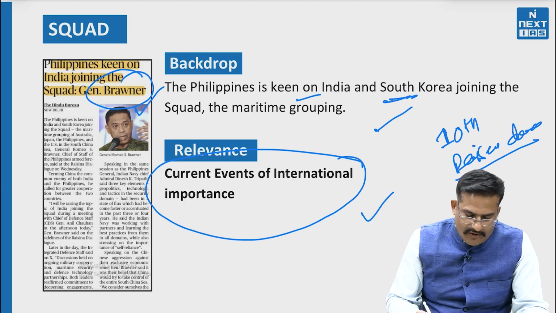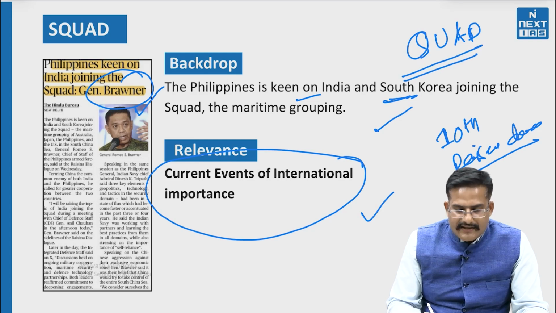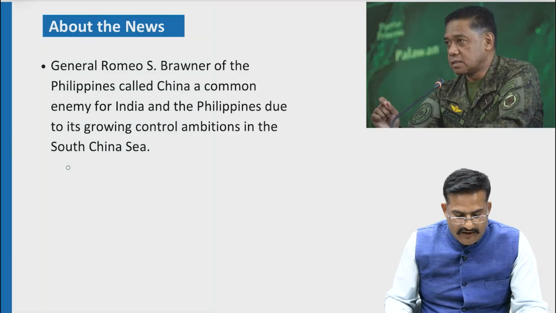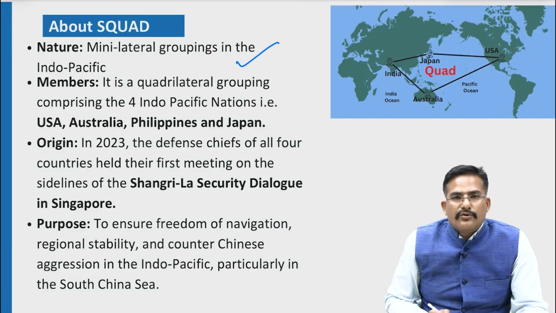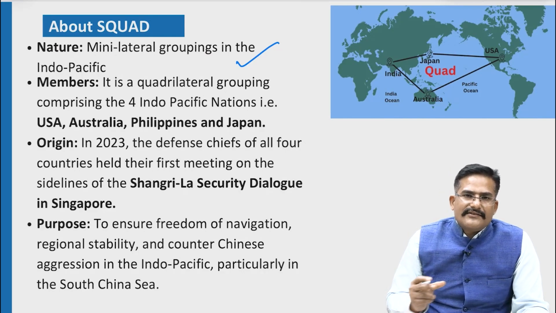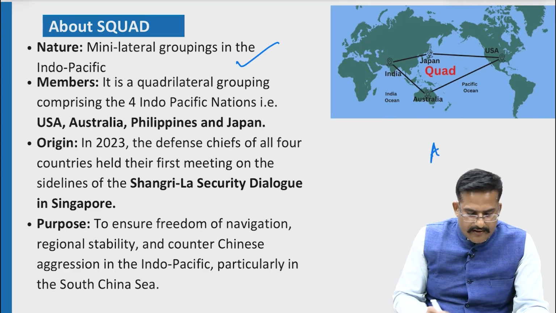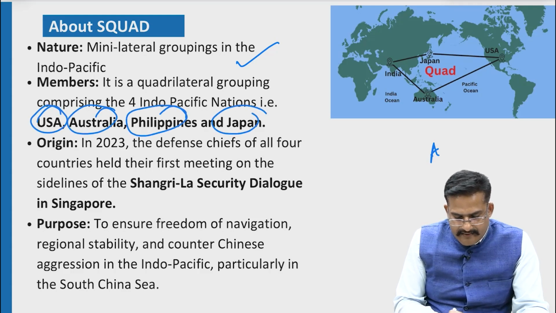So you might have heard the word Quad, but there is a similar organization that we call SQUAD. Now let us try to understand what the SQUAD is. SQUAD is basically a mini-lateral grouping in the Indo-Pacific region. It is a mini-lateral, not bilateral, very small group, like AUKUS and Quad. What are its members? Members are USA, Australia, Philippines and Japan.